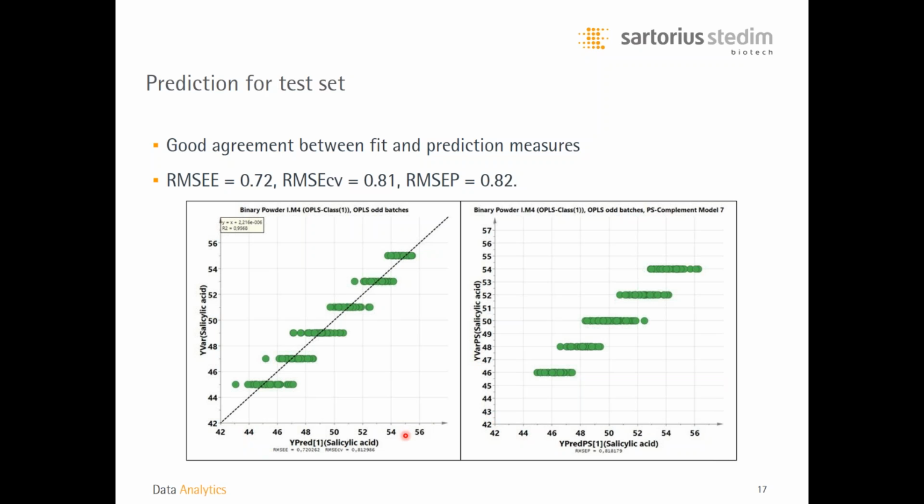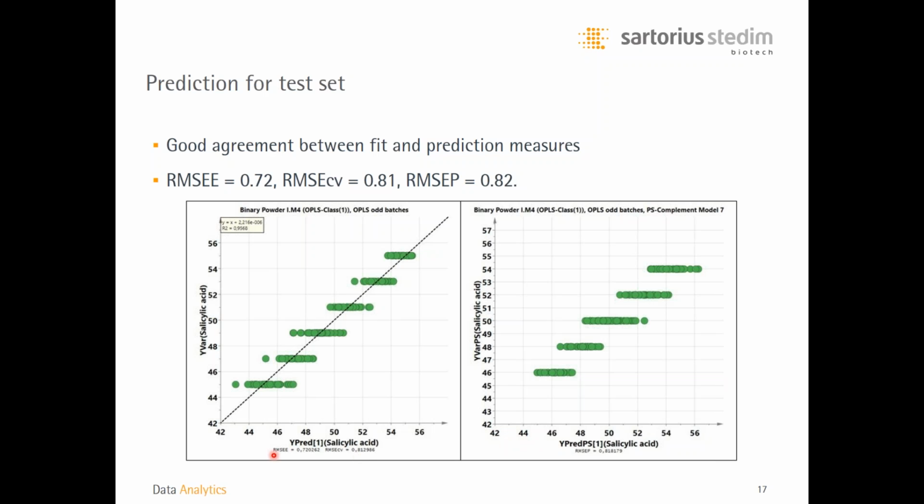So in the left-hand part, we have the relationship between measured salicylic acid on the y-axis versus the estimates coming out of the model for the training set, and in the right-hand plot we have the similar scenario but for the tested samples. So in both cases there are good agreements between estimates and predictions.